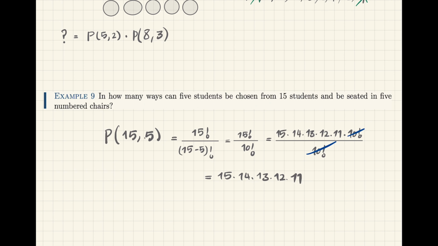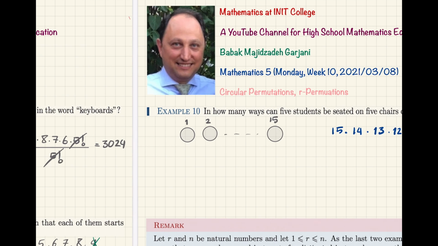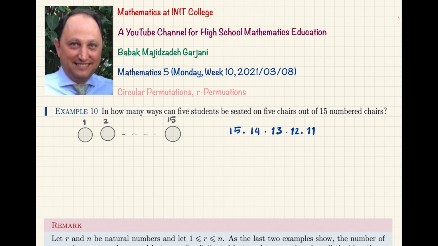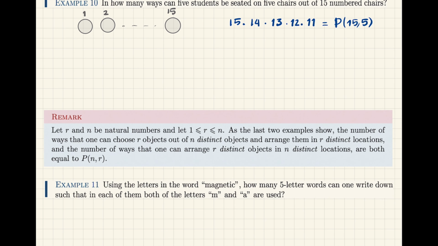Yes, it was very easy for us to understand that the answer to this problem is P(15, 5), but it might be a little bit harder for us to understand that the answer to this problem is again the same. It's P(15, 5). Okay, so this I want to write as a remark, and I want you to know about that.